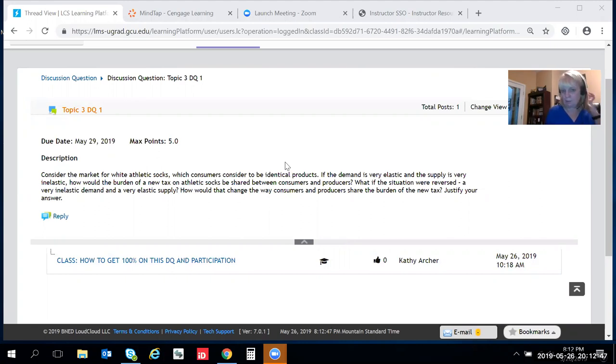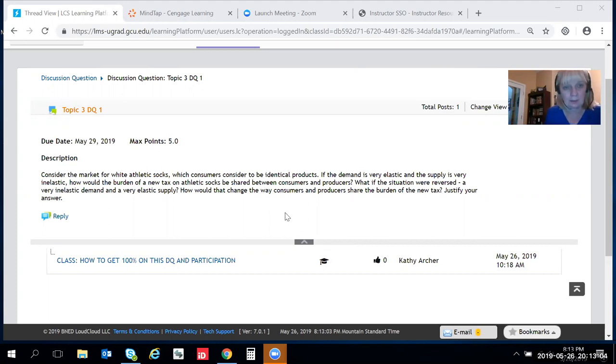As a side note, be sure to follow up on some of the other problems that I post in the discussion this week in Topic 3 so that you get practice with this week's topics too. But let's look at this discussion question.